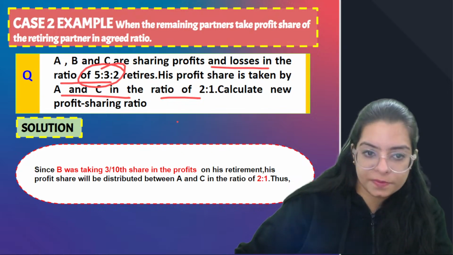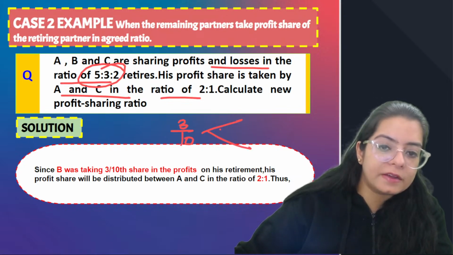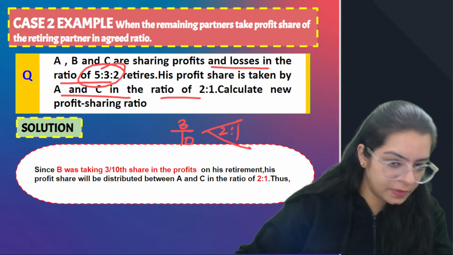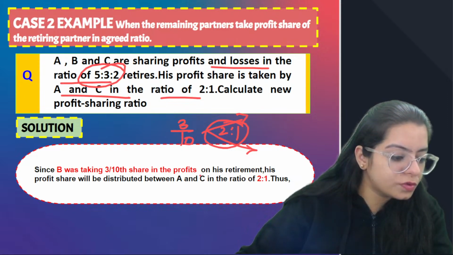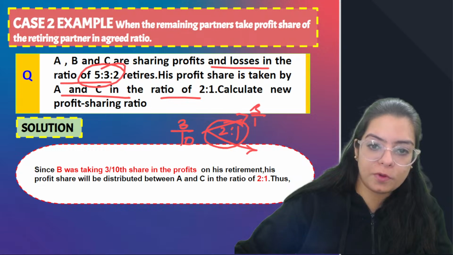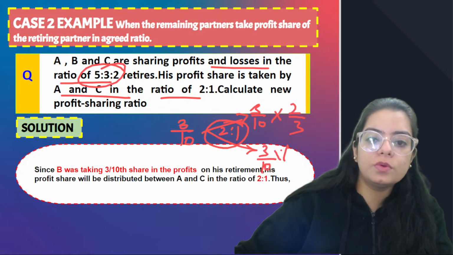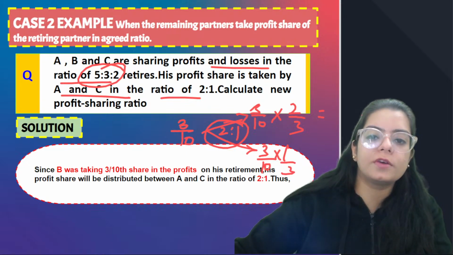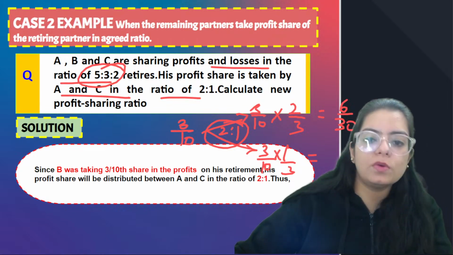So B's share, 3/10, is taken by the partners in the ratio 2 is to 1. So you are going to multiply 3/10 in 2 is to 1. This is what they are going to take. Now this share you are going to add in their old share.